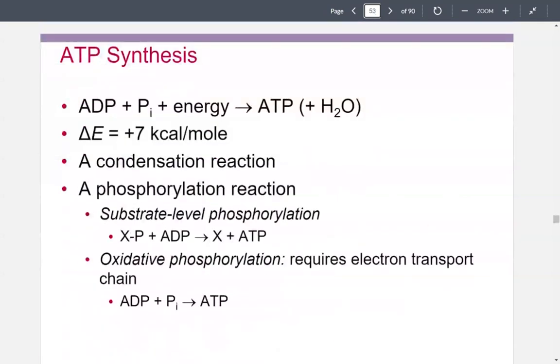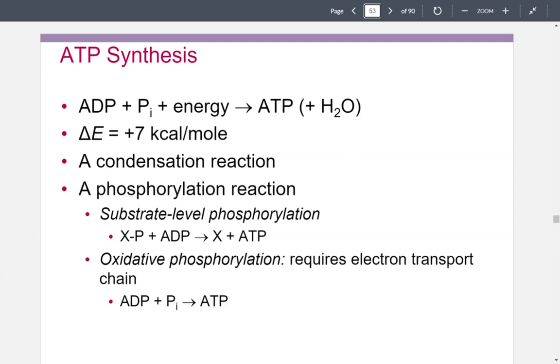So ADP plus phosphate plus energy equals ATP plus water. This is going to have a net change of 7 kilocalories per mole. This is a condensation phosphorylation reaction because we're adding a phosphate group and we are getting a water out of it.